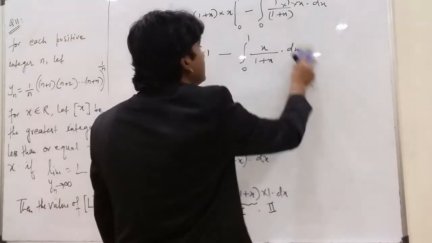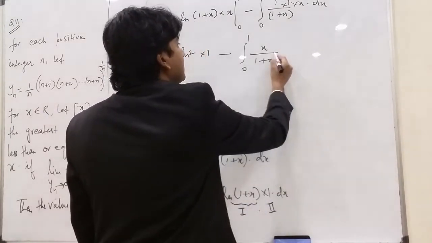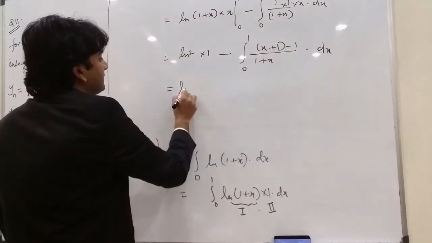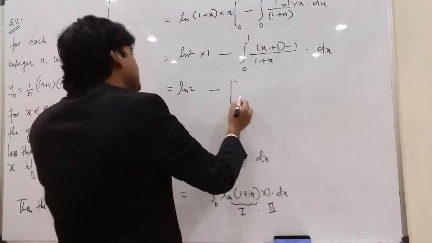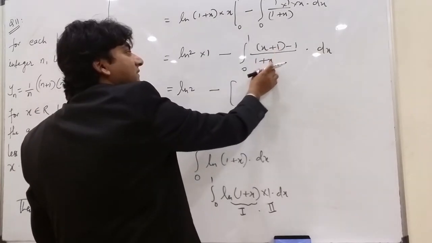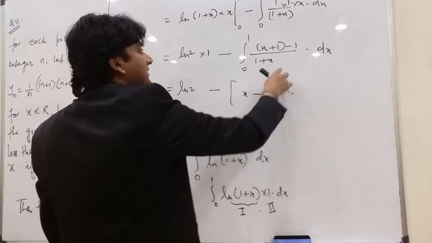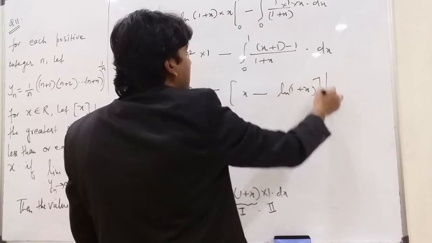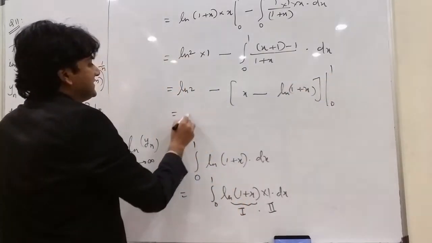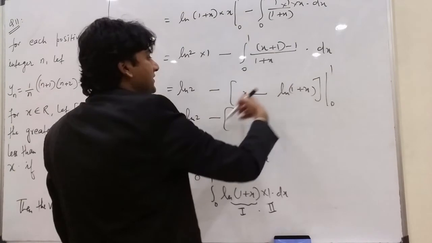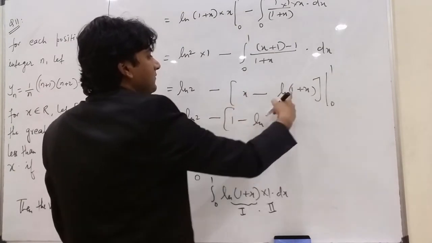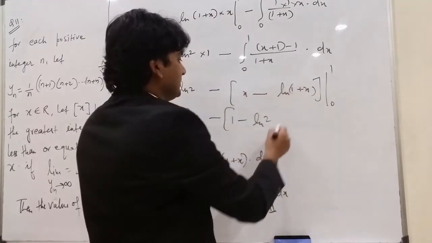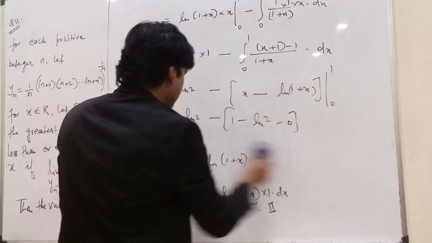Then what I can do is write x plus 1 minus 1 in the numerator. So this is ln 2 minus the integral of (x + 1)/(x + 1), that is 1, whose integral is x, then minus 1 over 1 + x, whose integral is ln(1 + x), with limits 0 to 1. So this is ln 2 minus, putting the upper limit, 1 minus ln(1 + 1), which is ln 2. If I put the lower limit, this is 0 and ln 1 is also 0, so minus 0.